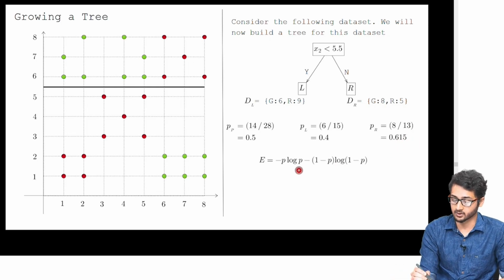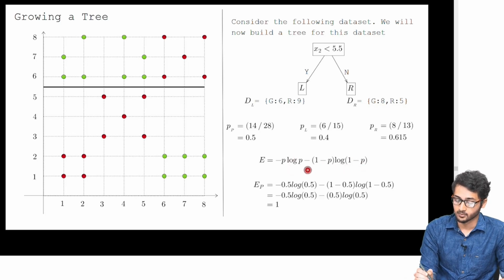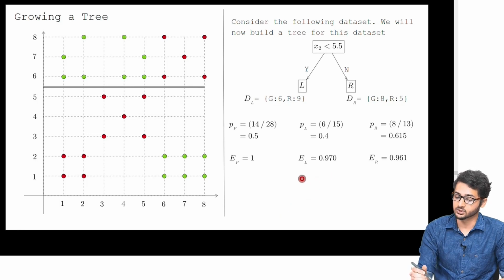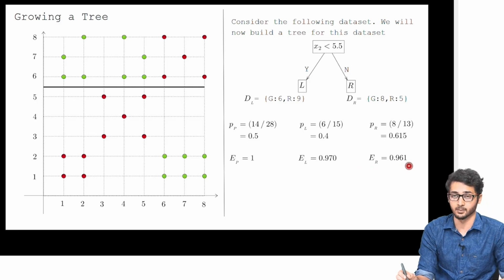Now the entropy is given by this formula, minus p log p minus 1 minus p log 1 minus p. If we take it for the parent node, we have p to be 0.5. On substitution, we find the entropy to be 1. Likewise, we use the same formula for the left node and the right node with the values PL and PR respectively, and we find that the entropy values are 0.97 and 0.961.